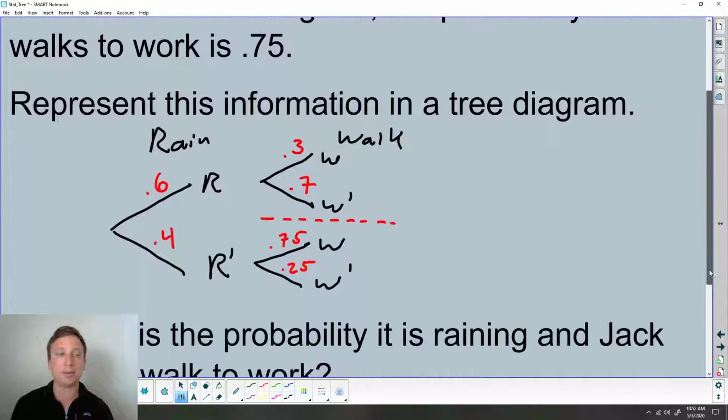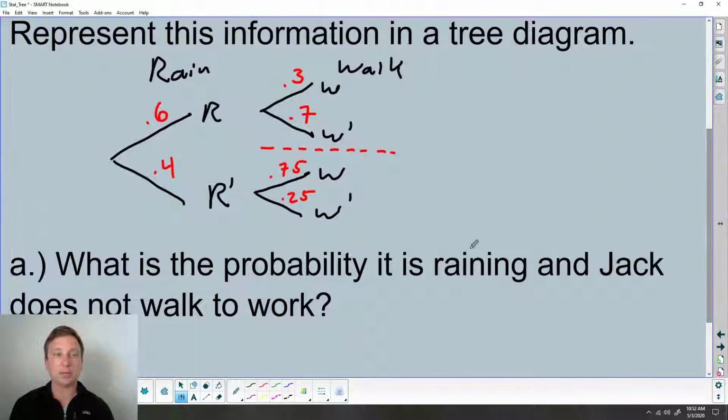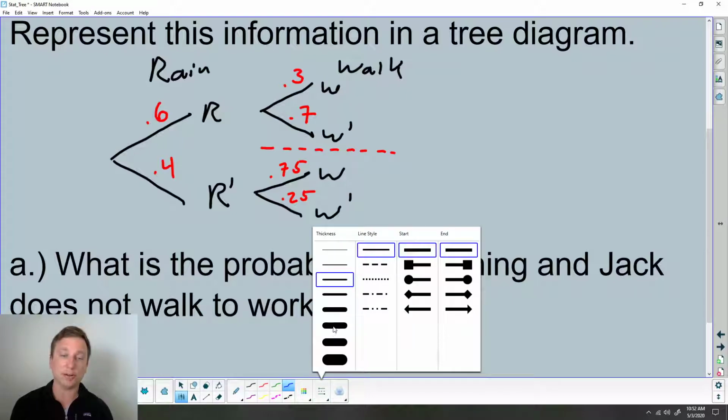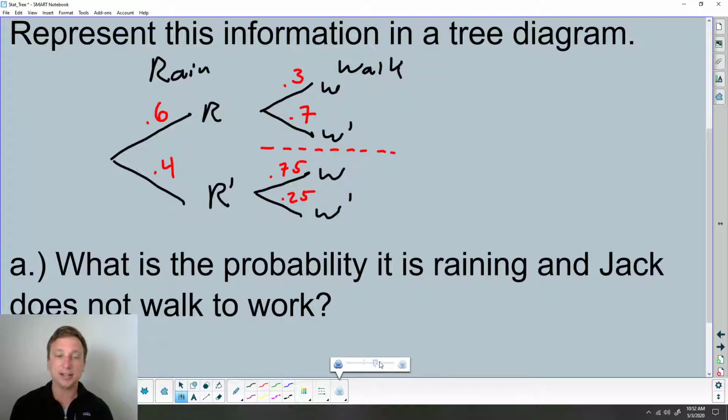So let's try a problem now. Based on what we just created, we want to find the probability it is raining and Jack does not walk to work. When we go through this, we just follow the tree diagram to the outcome we'd like. I'm just going to highlight this. We want to find the probability it is raining, and Jack does not walk to work.